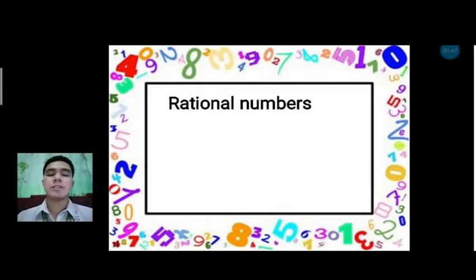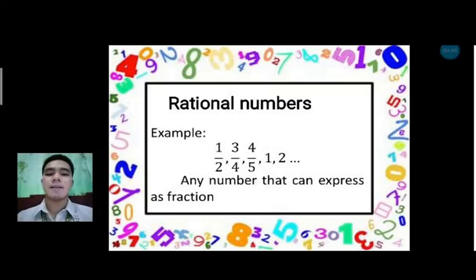Examples of rational numbers: we have 1 half, 3/4, 4 over 5, 1, 2, and any number that can be expressed as a fraction. Another example is decimal numbers. We have 0.5, that is 1 half in fraction, 0.75, that is 3/4 in fraction, and so on and so forth. Any number that can be expressed as a fraction will be called a rational number.